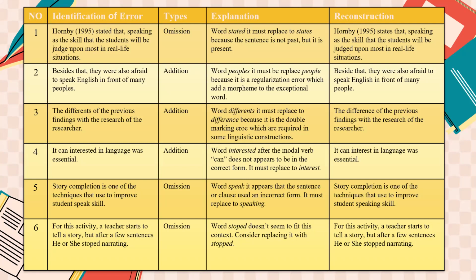So story completion is one of the techniques that used to improve students' speaking skill. The last is: for this activity, a teacher starts to tell a story, but after a few sentences, he or she stops narrating. And the type is omission, because the word stop doesn't seem right in this context, because the letter P in the word stop is only one. So consider replacing stop with double P. So the reconstruction is: for this activity, a teacher starts to tell a story, but after a few sentences, he or she stopped narrating.